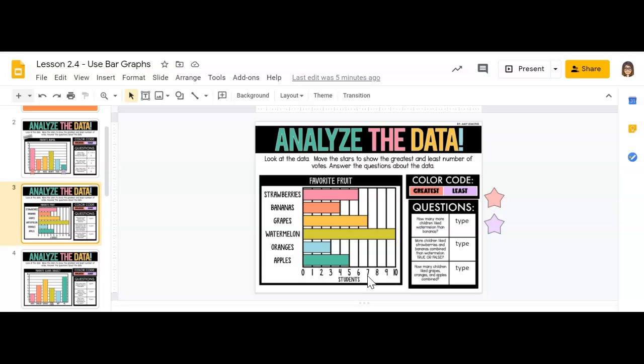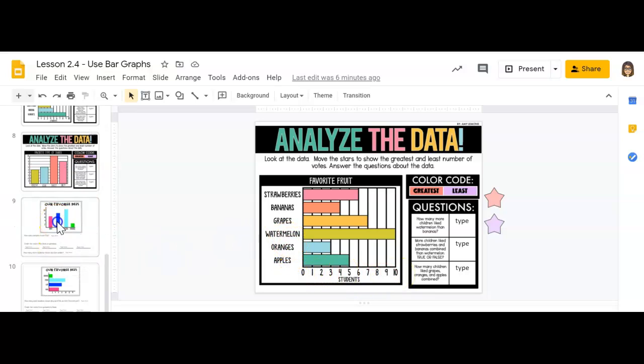students voted for grapes. I think that you guys are going to be able to identify how to read bar graphs by the end of today, as long as you remember that you have to use the numbers on the side of the graph and the categories on the other side.